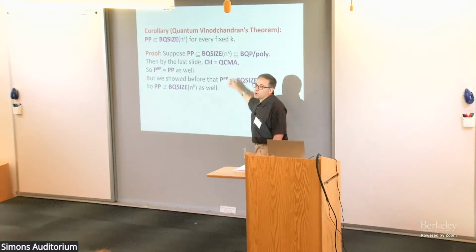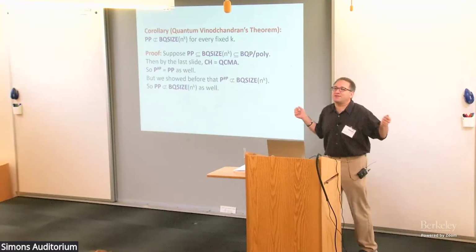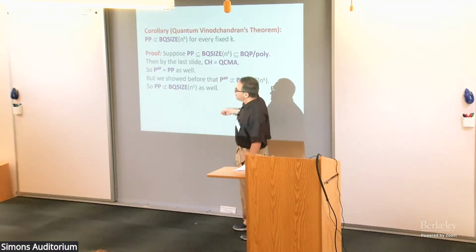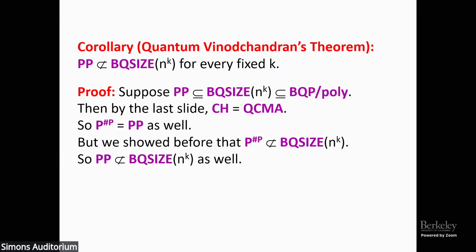Then, by that quantum Karp-Lipton theorem, we know that collapses the counting hierarchy to QCMA. Now, PP and P to the #P are both sandwiched between QCMA and CH, so those come crashing down as well. These become equal to each other. But now we're cooking, because we showed before that P to the #P does not have quantum circuits of size n to the k, and so therefore we now know neither does PP.